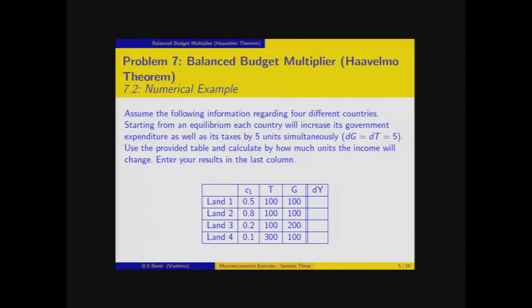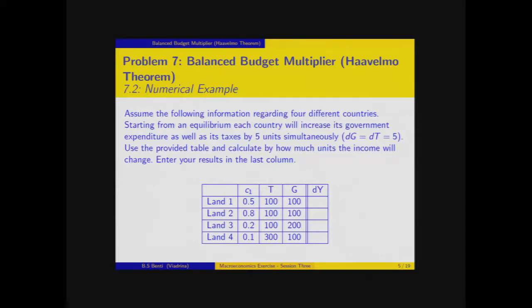We would move on to the second exercise, which is 7.2, a numerical example, and we are assuming the following information regarding 4 different countries represented by land 1, land 2, land 3, and land 4. Starting from an equilibrium, each country would increase its government expenditure as well as its tax by 5 units. This is again similar to saying dG is equal to dT is equal to 5 units.